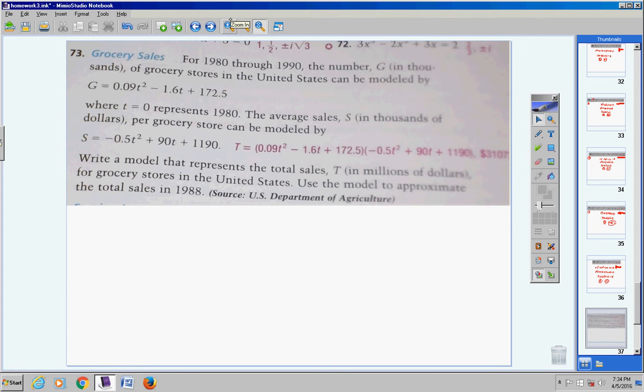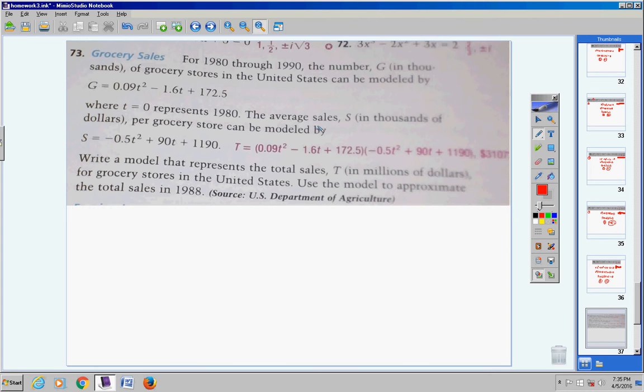Now, if you'll listen carefully, I can really explain it, but you gotta listen, okay? From 1980 to 1990, the number of grocery stores in America is this. So you put in a year, and I can tell you how many grocery stores there were in America.